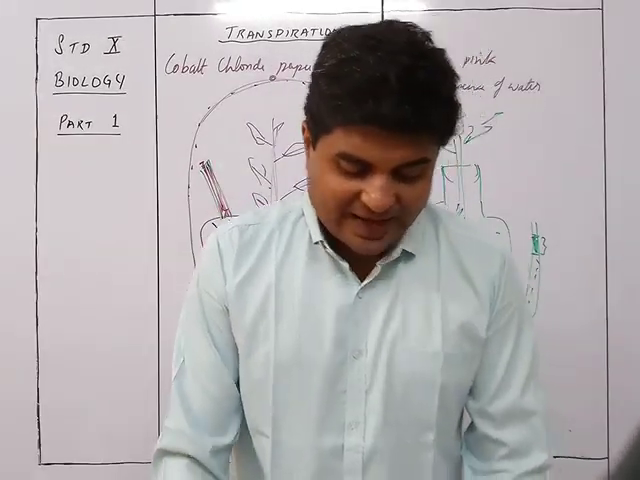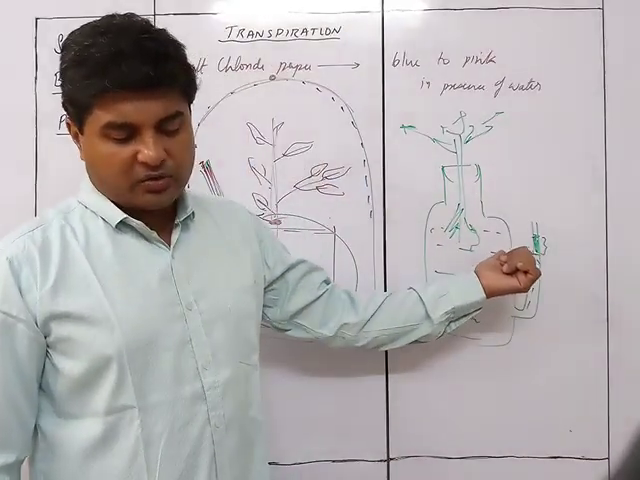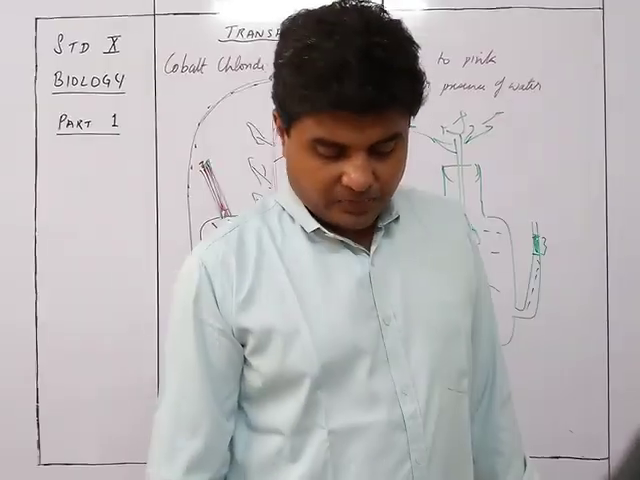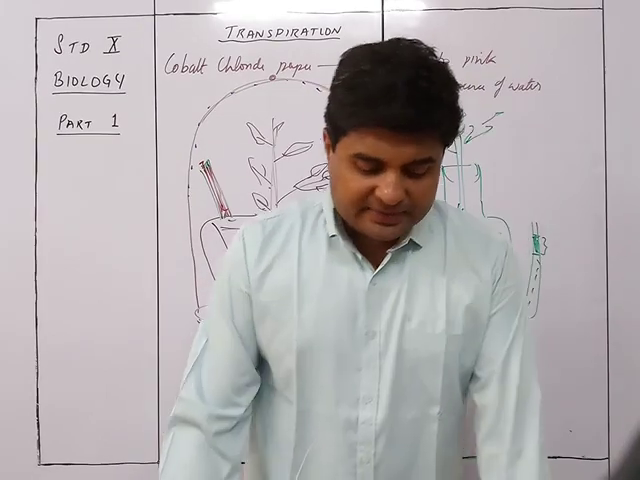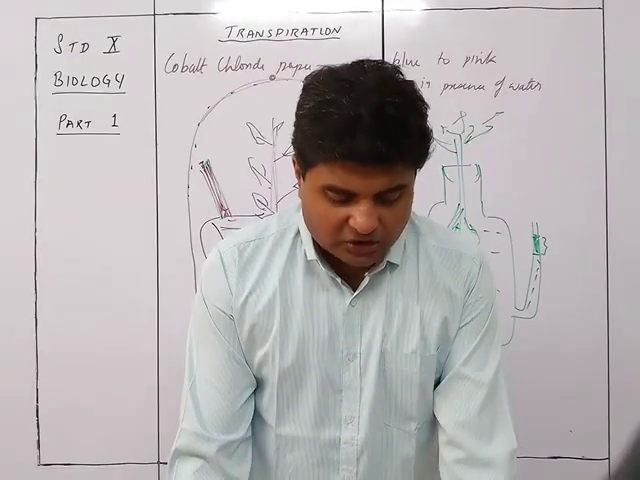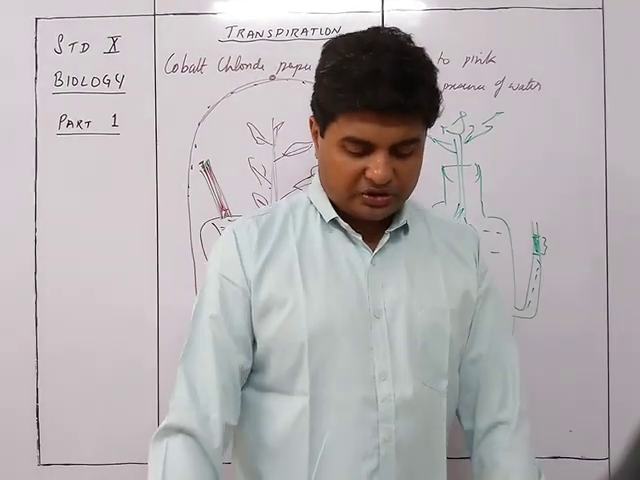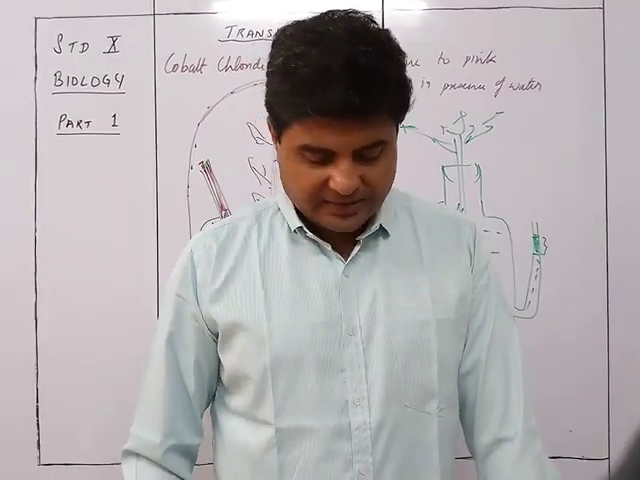So the water level in the side tube falls to demonstrate loss of water through transpiration from the leaves. This would indicate the volume of water lost, which can be compared with the loss of weight with the help of a weighing machine, or by converting cc into grams.